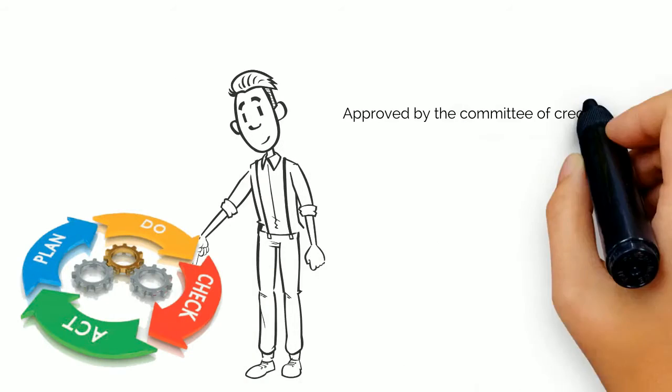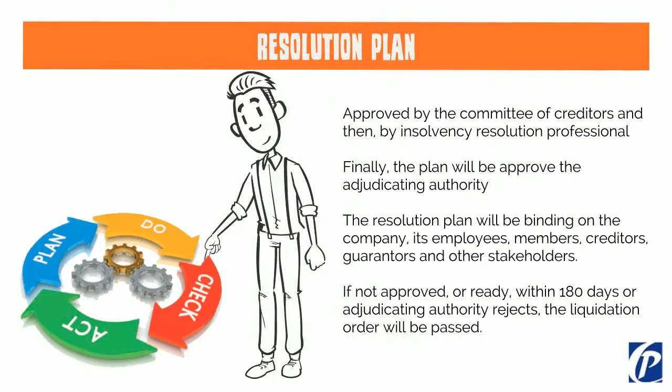Resolution plan: approved by the committee of creditors and then by the insolvency resolution professional. Finally, the plan will be approved by the adjudicating authority. The resolution plan will be binding on the company, its employees, members, creditors, guarantors and other stakeholders. If not approved already within 180 days, or if the adjudicating authority rejects it, the liquidation order will be passed.